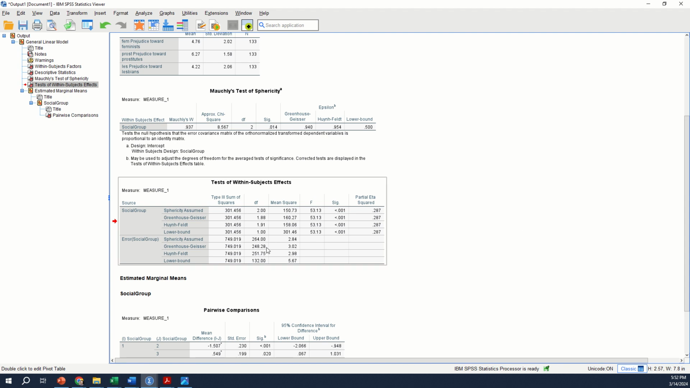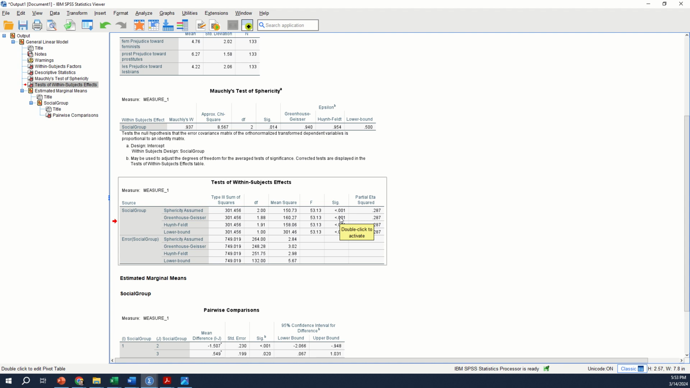So degrees of freedom between, within, and then we have our inferential value, our F value. Remember, ANOVA uses F values as their inferential value. So we have our inferential value here, 53.13, and then using the degrees of freedom and the F value, SPSS finds the p-value for the ANOVA or omnibus test here. And so this p-value here is telling us whether there's anything worth looking at.